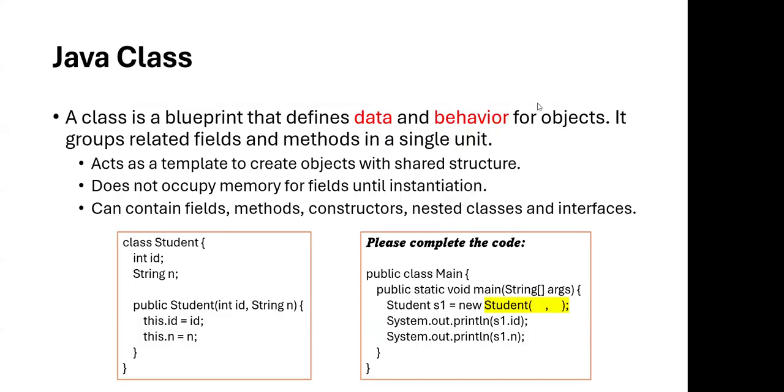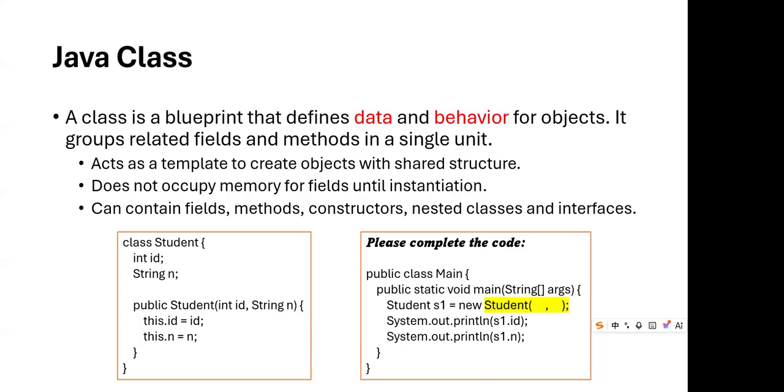And for this example, since we say that a class is a blueprint and it defines the data and the behavior for objects, it groups related fields and methods in a single unit. I have presented some code demos, code snaps we used in our previous lectures. For example, this class Student. The class Student acts as a template to create objects with shared structures.